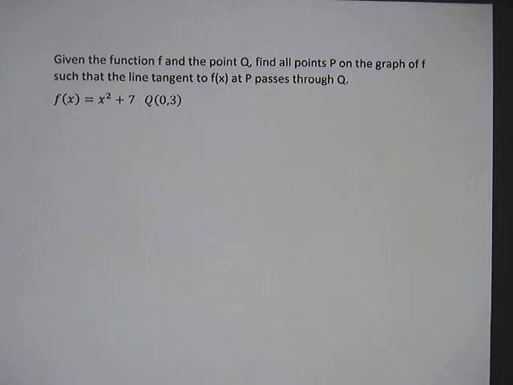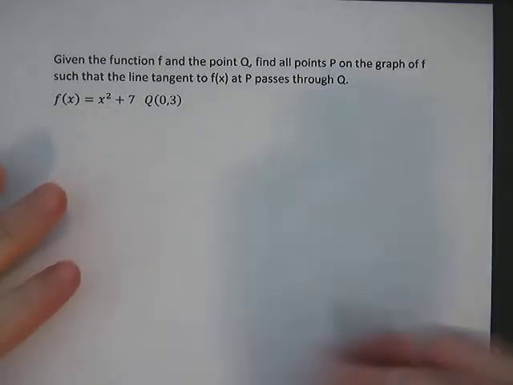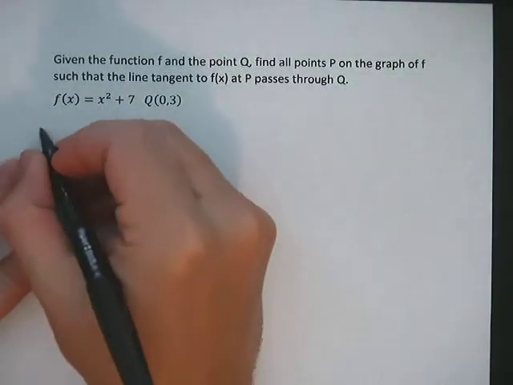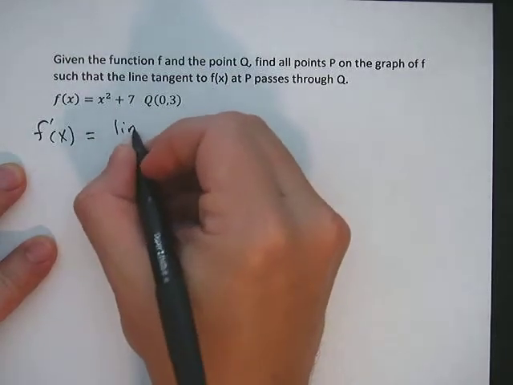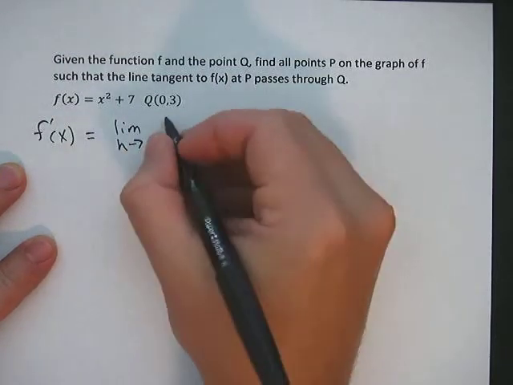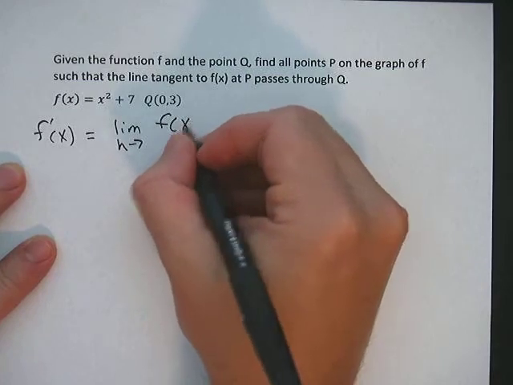Given the function f of x and the point Q, find all the points P on the graph of f of x such that the line tangent to f of x at P passes through Q. Okay, so we need to first find the derivative, f prime of x. And we'll use the definition of the derivative to figure that out. Let me write that down really fast here.